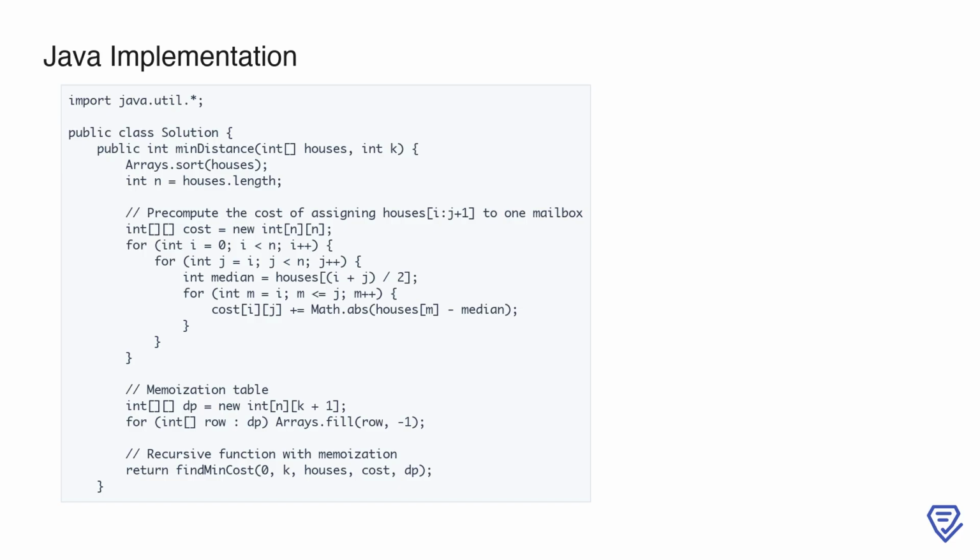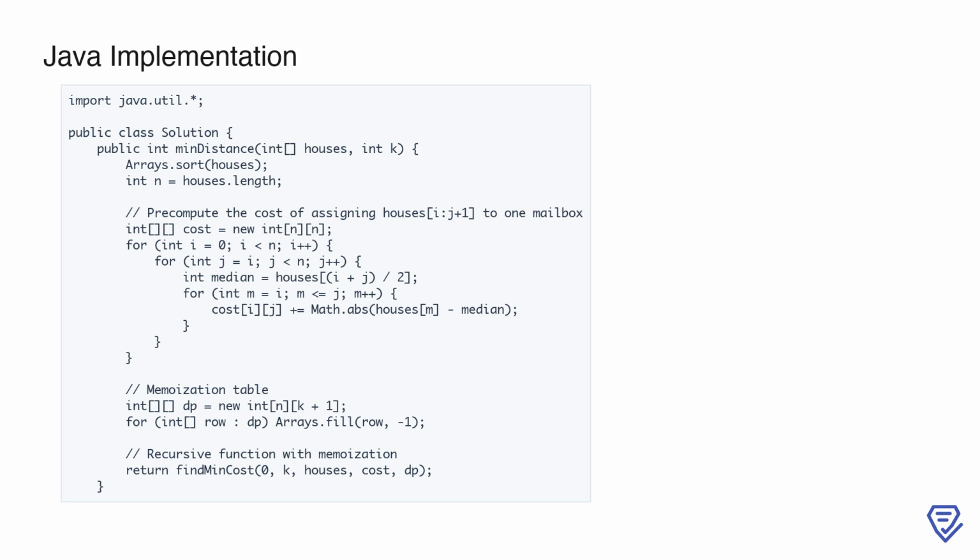The first step is to sort the houses in ascending order to simplify calculations. Next, we pre-compute the cost of assigning all houses between indices i and j to a single mailbox. This is done using a nested loop, where for each range of houses, we calculate the median house position since the median minimizes the sum of absolute differences.